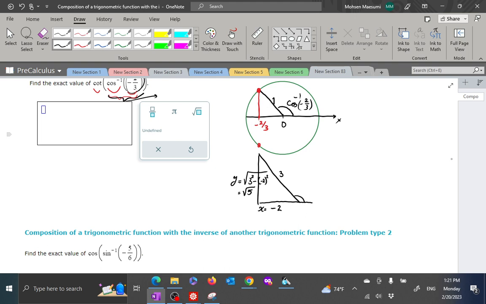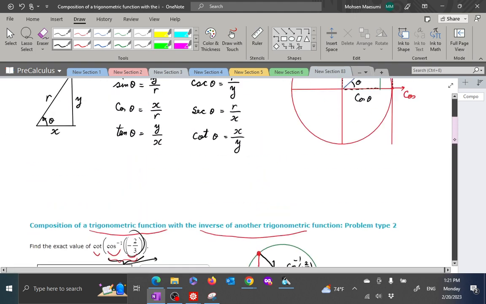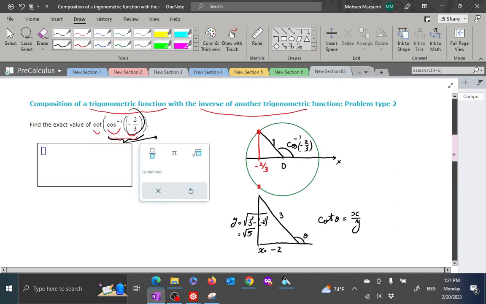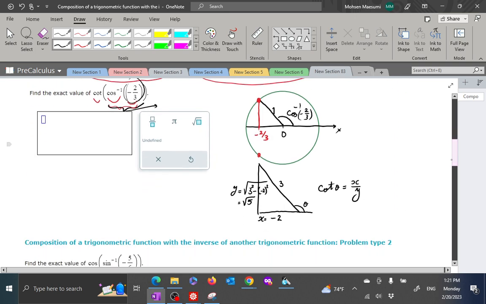So what is cotangent of this angle? Cotangent of our angle is a ratio of x to y. Is that right? That's all we needed. My x is minus 2, my y is radical 5, and there comes the answer: minus 2 over radical 5.